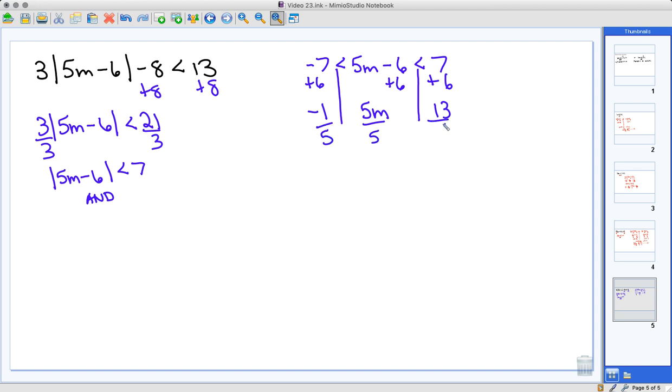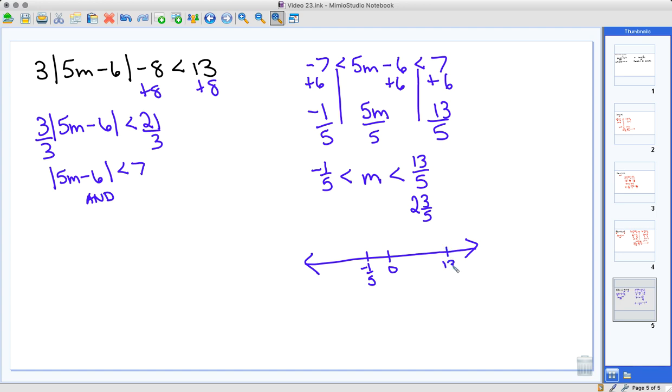Divide everything by 5. -1 divided by 5 is not a whole number, so I'm just going to leave it as -1/5. Less than m, less than 13 over 5, which doesn't simplify either, so I'm just going to leave it as 13 over 5. If you wanted to write 13 over 5 as 2 3/5, that's fine as well. Make an improper fraction a mixed fraction. Either way works. So then when we graph it, I've got 0, -1/5, then my 13/5. Open circle on both of them, and they point towards each other because we're dealing with an and problem.